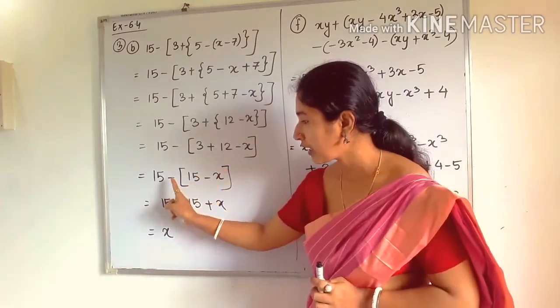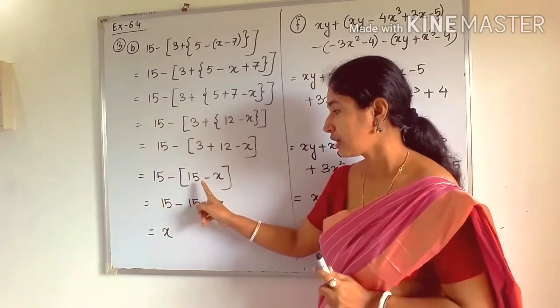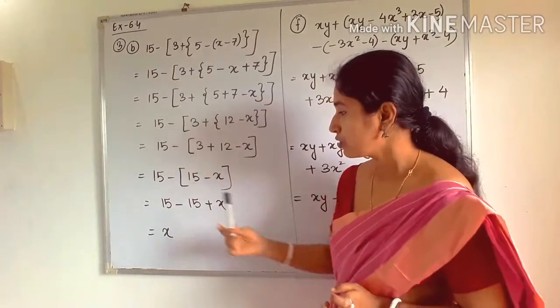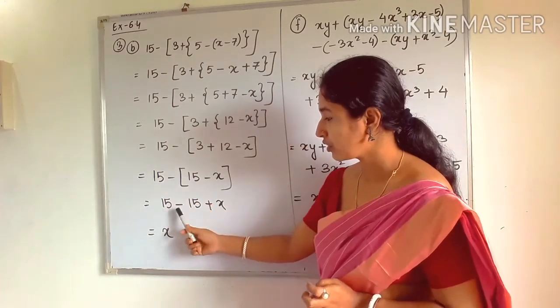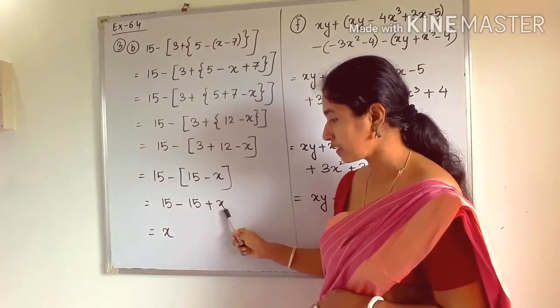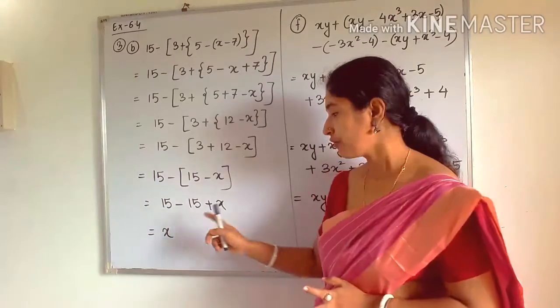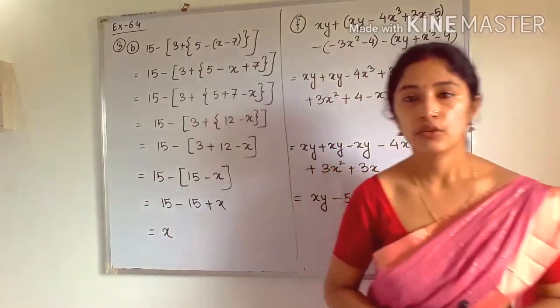So outside the bracket, see, it is a minus sign, that means we have to change the sign after opening the bracket. So this was plus 15, so it will change to minus 15, and this is minus x, it will change to plus x. So 15 minus 15 will be what? 0. So the final answer will be x, okay.